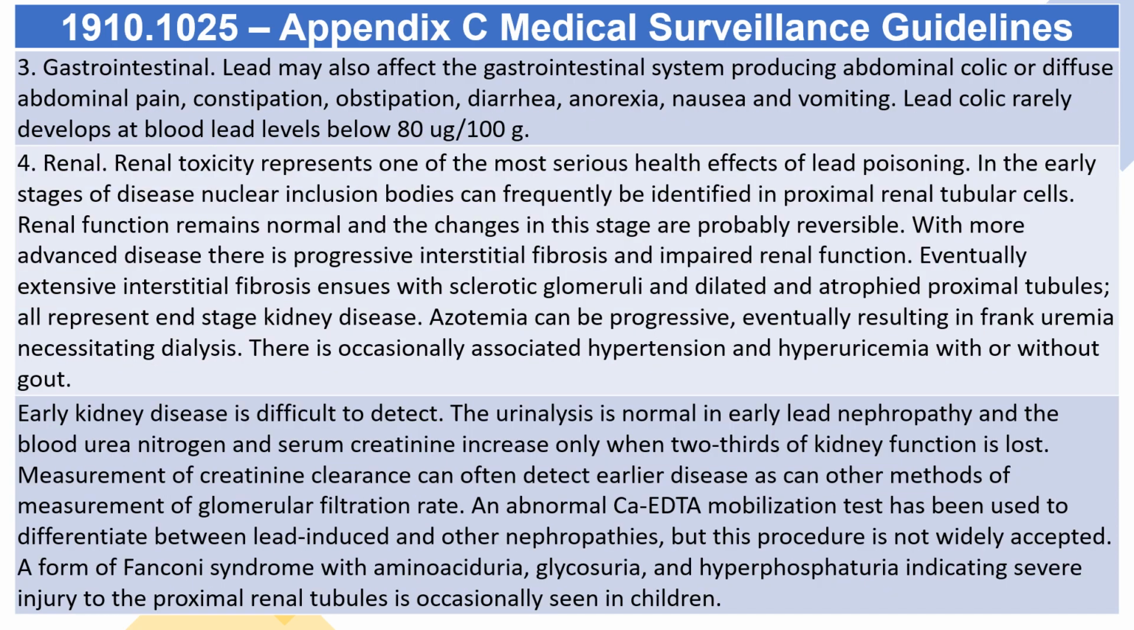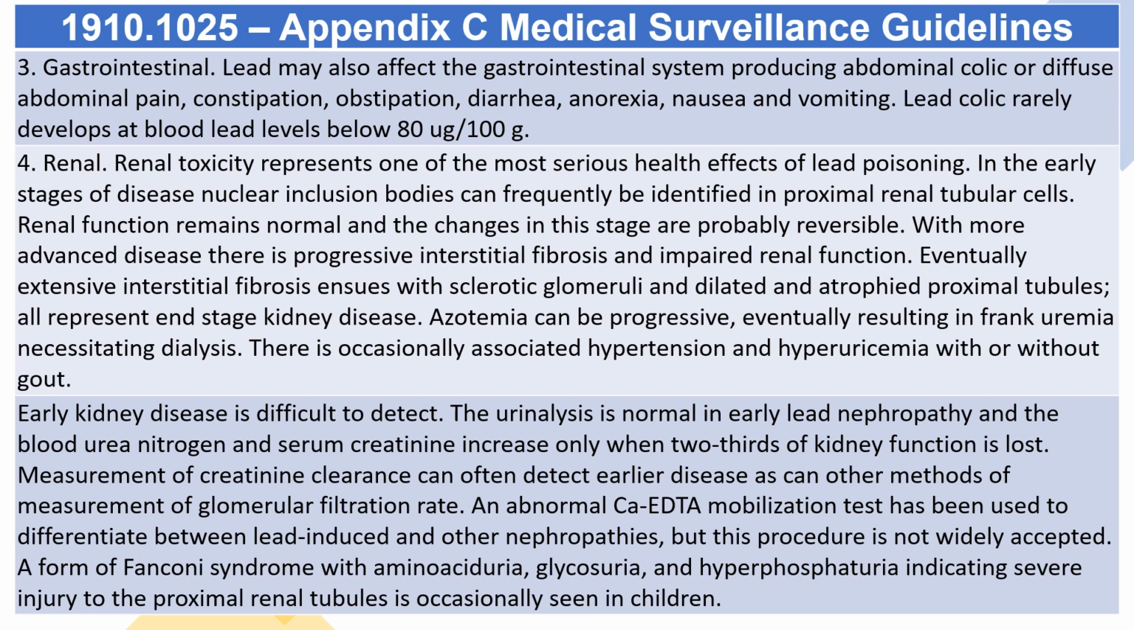3. Gastrointestinal. Lead may also affect the gastrointestinal system, producing abdominal colic or diffuse abdominal pain, constipation, obstipation, diarrhea, anorexia, nausea, and vomiting. Lead colic rarely develops at blood lead levels below 80 µg/100 g. 4. Renal. Renal toxicity represents one of the most serious health effects of lead poisoning.